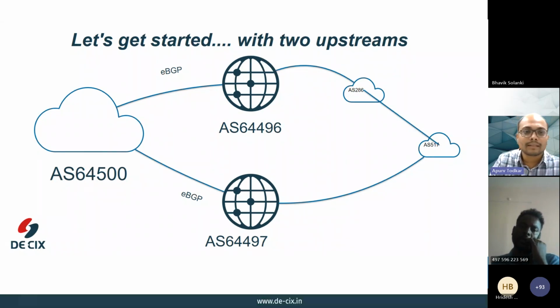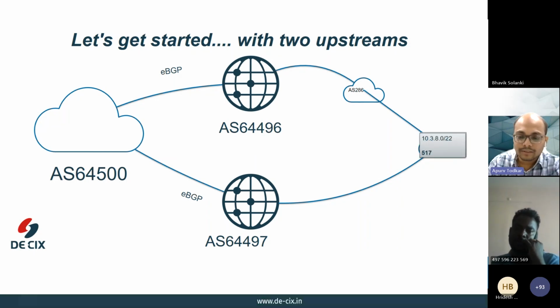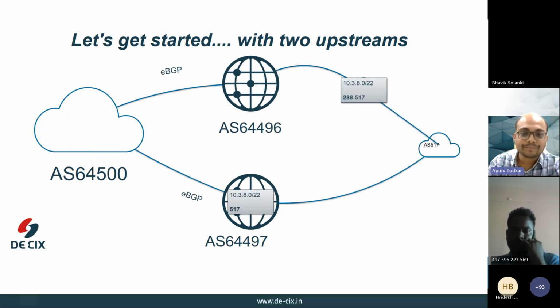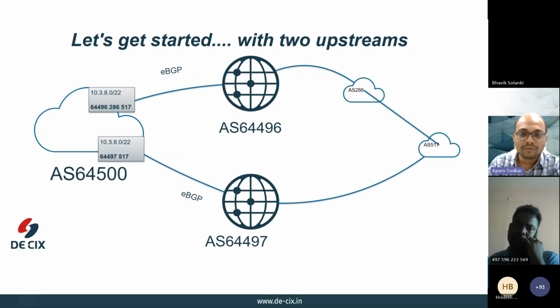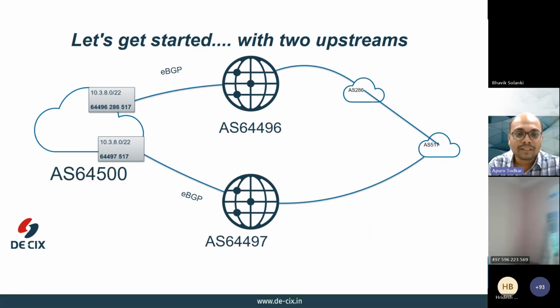So let's take a simple example here. Imagine you have a network with two upstream providers on the left hand side, and on the right hand side, a prefix is being announced. So you receive two announcements for the same prefix, but from a different neighbor, to AS64500. So now you have to decide which path to choose.